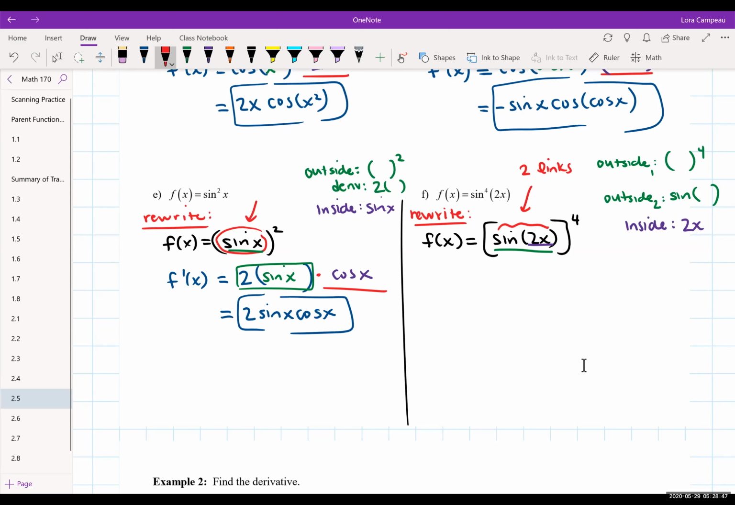So here we go. If we're going to take the derivative of this complicated function, I have my derivative notation. I have the outside, the outer part first. So the derivative of something to the fourth is 4 times something to the third. Now remember, it has to be evaluated at whoever was taken to the fourth power. And in our case, it was sine of 2x.